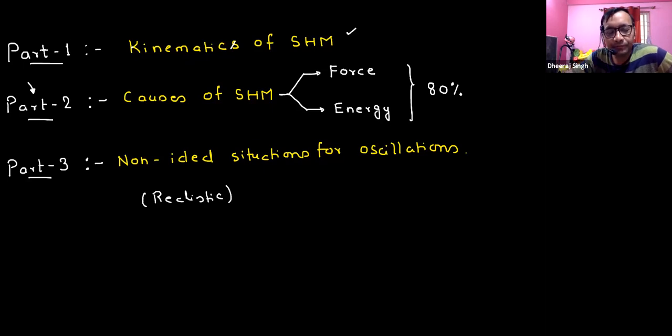Okay, but again, we'll start from the basics first. That is part number one, kinematics of SHM. Now, when we talk about the kinematics of SHM, we do not have any equation right now to start with. We don't know anything. So we need to first at least get one equation. It can be an equation for force, for velocity or acceleration, right? Some equation to begin with.